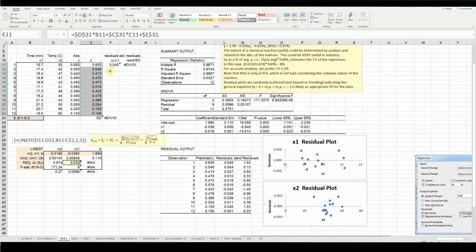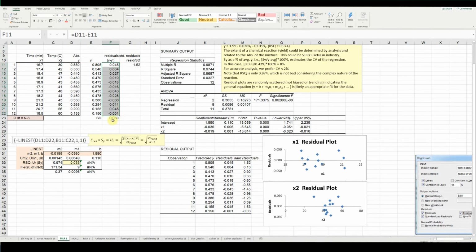Now, the y minus y prime is called a residual, and that's simply D11, y, minus E11, y prime. And that's the difference between the forecasted and the measured value, and I can drag that down all the way.